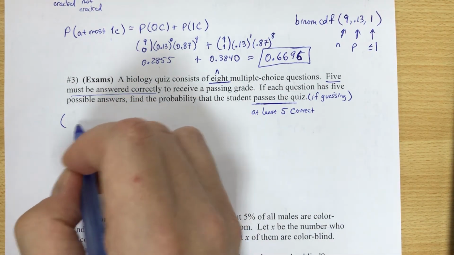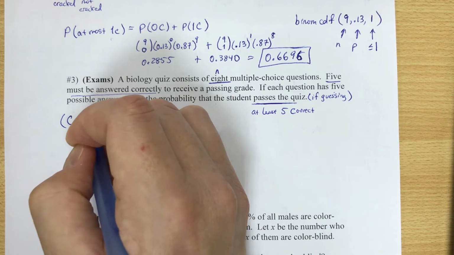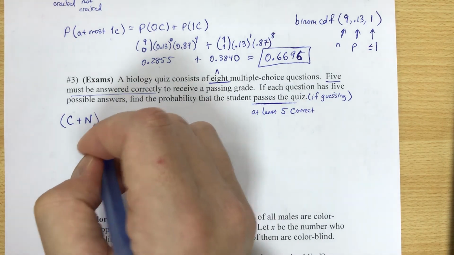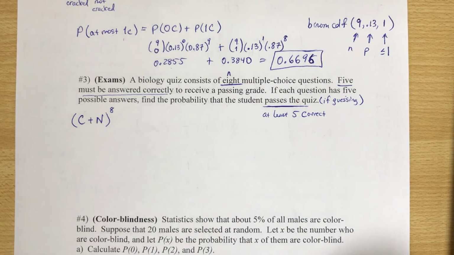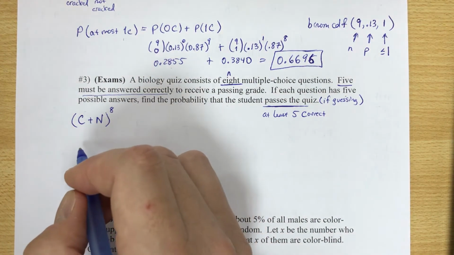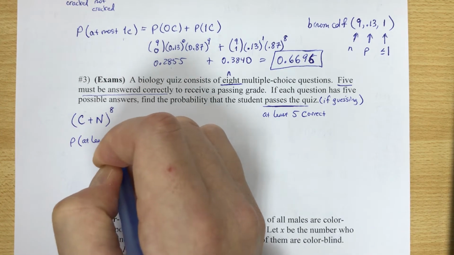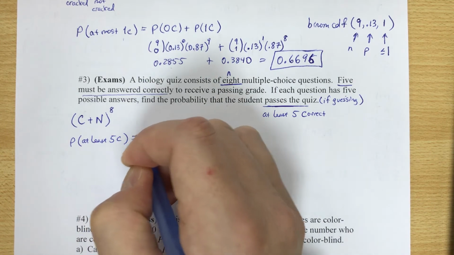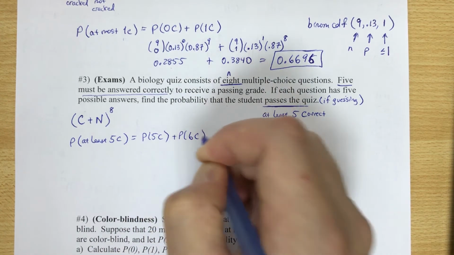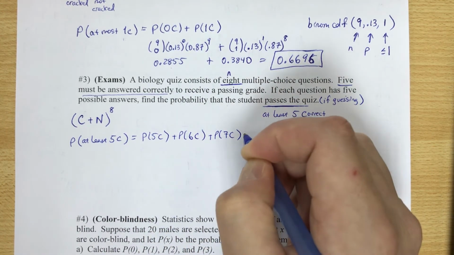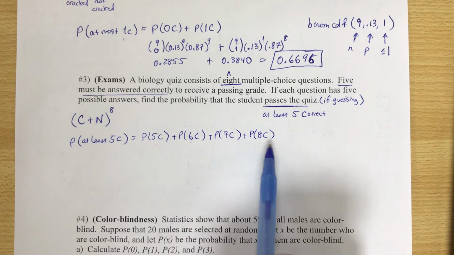So our 2 possible outcomes for each question are that we can be correct or we can be wrong, or not correct. Let's go N for not correct. We have 8 trials because we have 8 possible questions. And so what we want is the probability that we have at least 5 correct. Well, that could be 5 correct, 6 correct, 7 correct, or 8 correct. Okay, so there's 4 cases, and we'd have to do this 4 times.